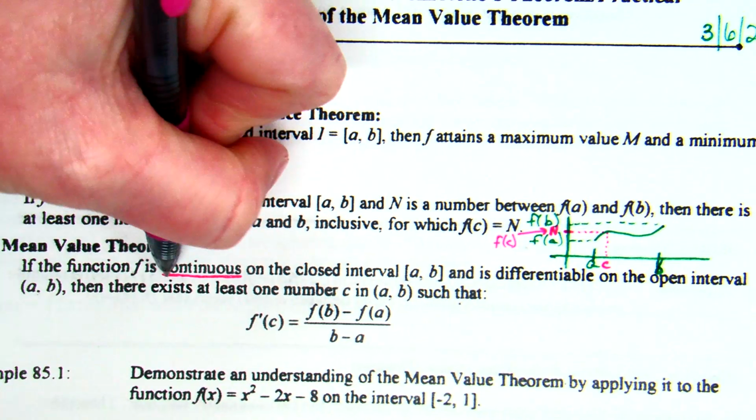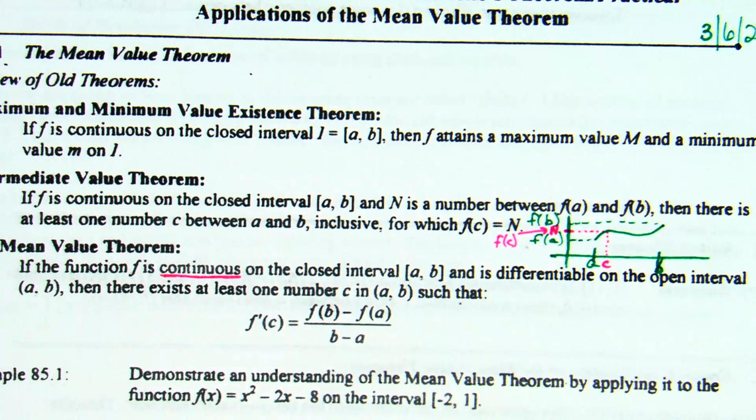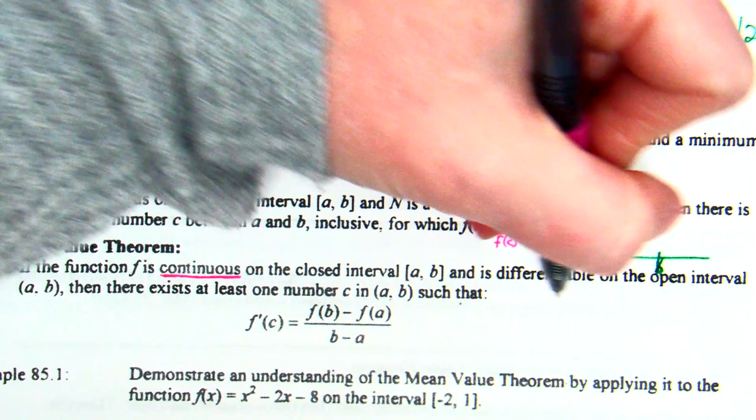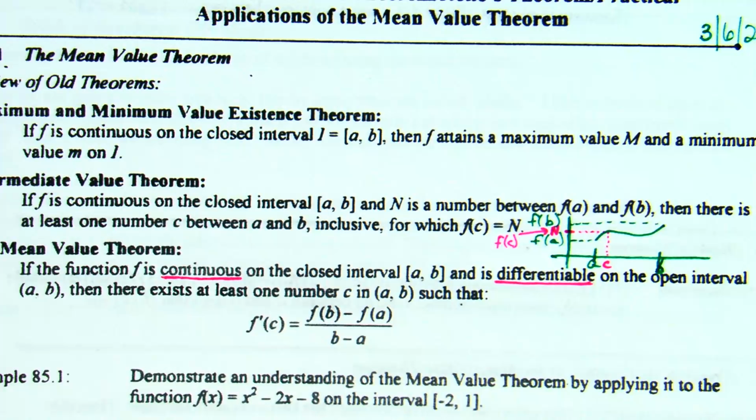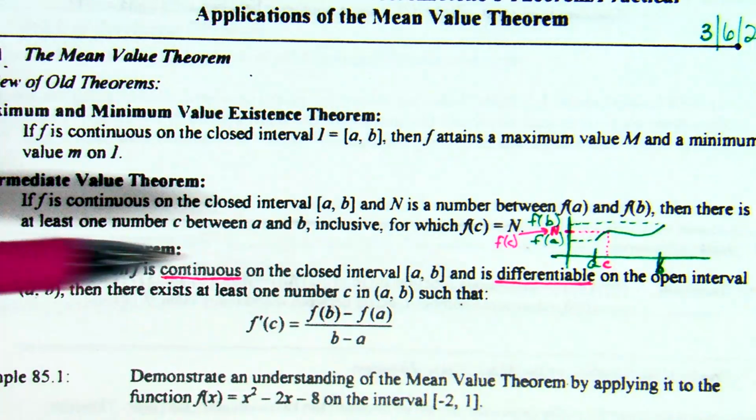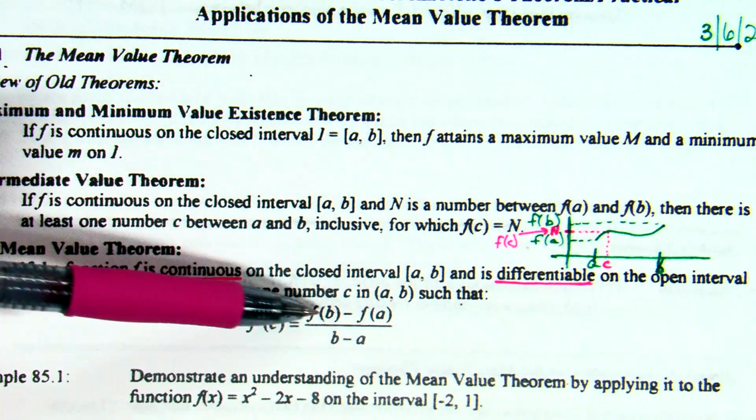If the function f is continuous on the closed interval a to b and is differentiable on the open interval a to b, so just where the endpoints aren't included, then there exists at least one number c in the interval a to b such that f prime of c is f of b minus f of a over b minus a.